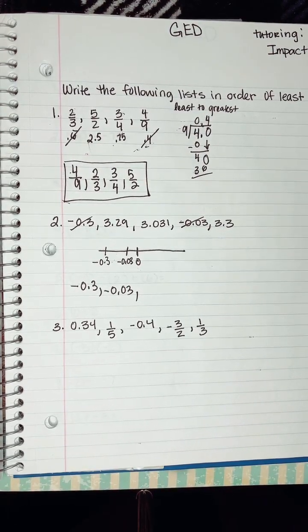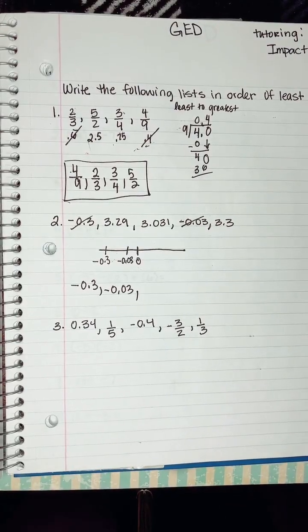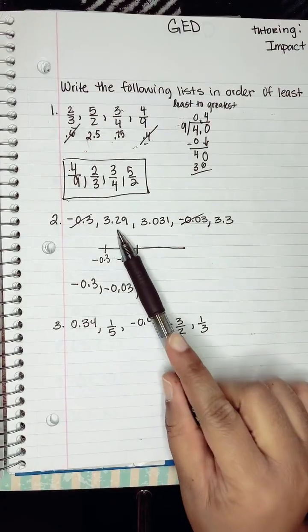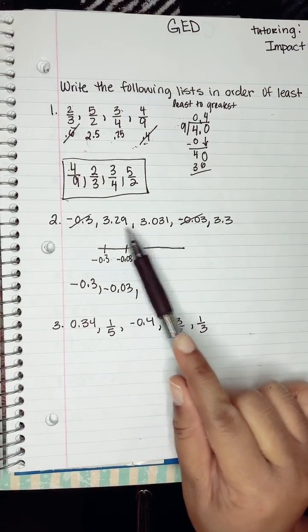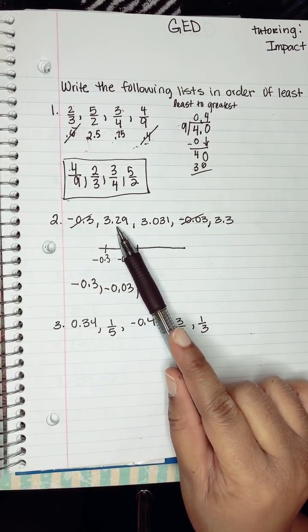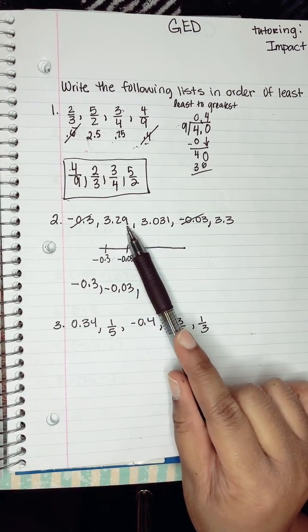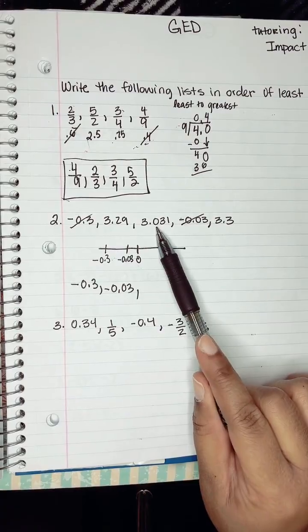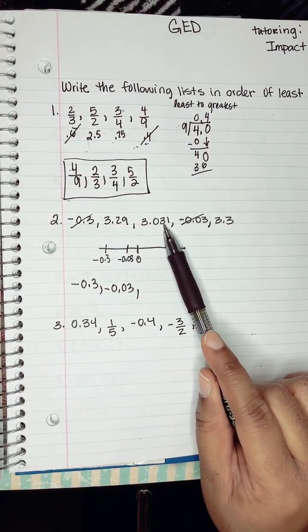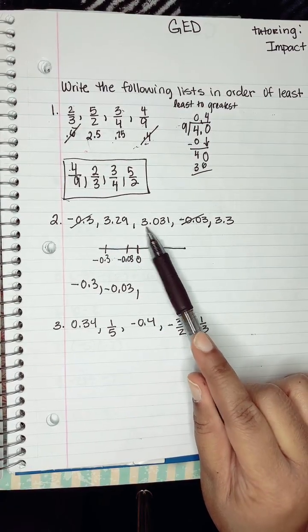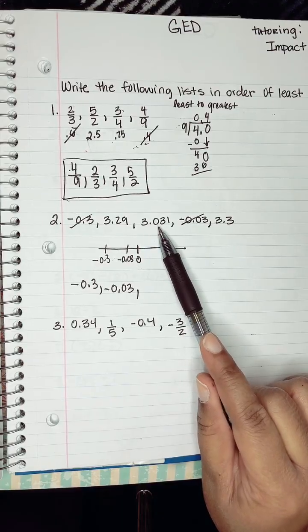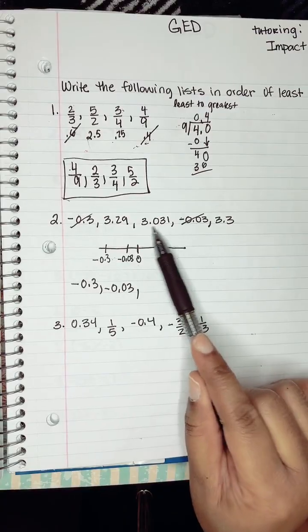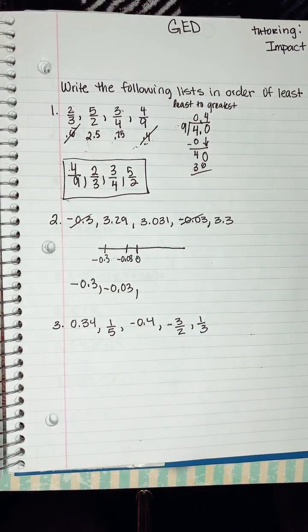So let's look at it. If we think about this as money, right? This is 29 cents. This is 30 cents. This is 3 cents. So would you rather have $3.03 or $3.29? Which one is bigger? Well, this is smaller.